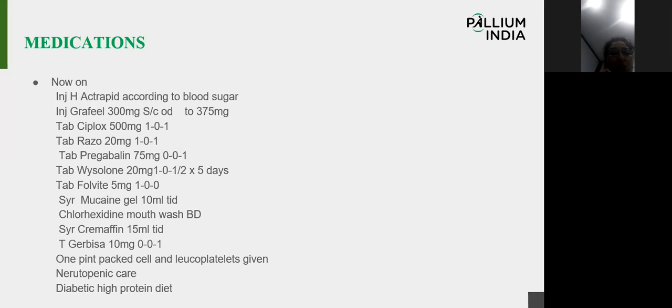After admission to our hospital, she was started on insulin along with injection Grafil, which was increased from 300 to 375 milligrams. Antibiotic tab Ciplox was started along with pregabalin 75 milligrams HS. Vislon was also given 20 milligrams for 5 days, along with mucin gel for oral application, and chlorhexidine mouthwash. Ceftriaxone was given, and tab Gerpisa 10 milligrams HS. She was also given leukoplatelets and 1 pint of Paxil, and continued on neutropenic care and a diabetic diet.